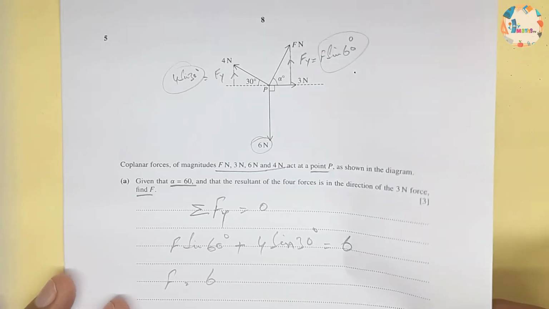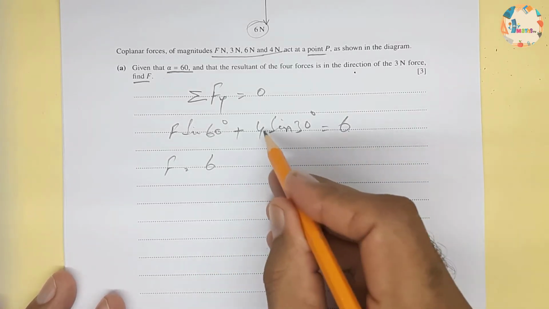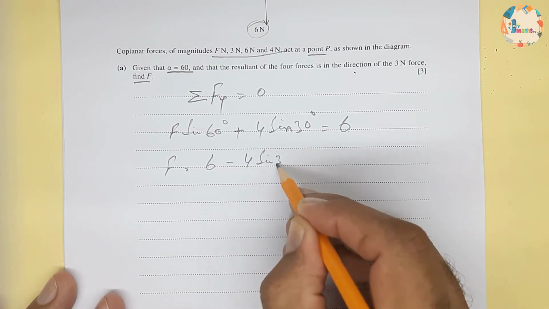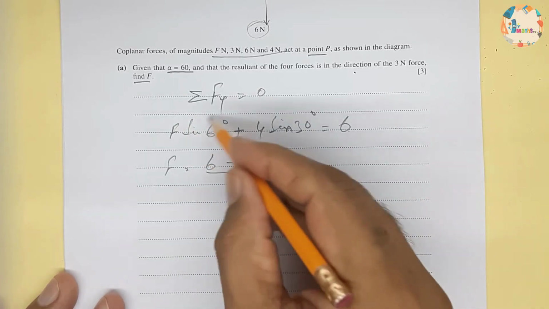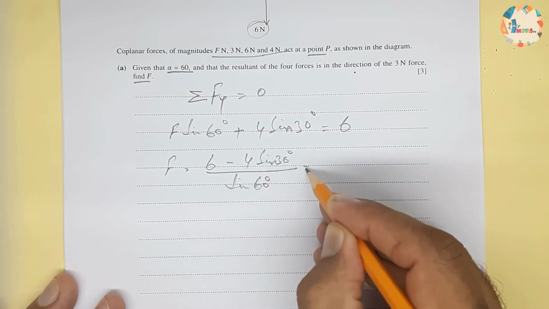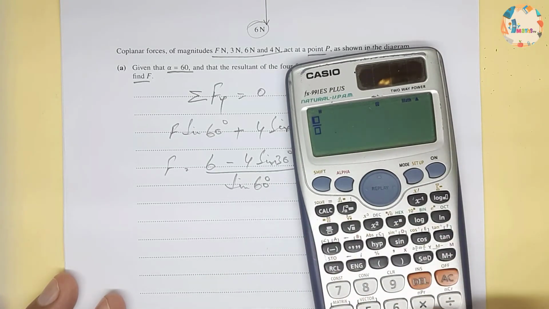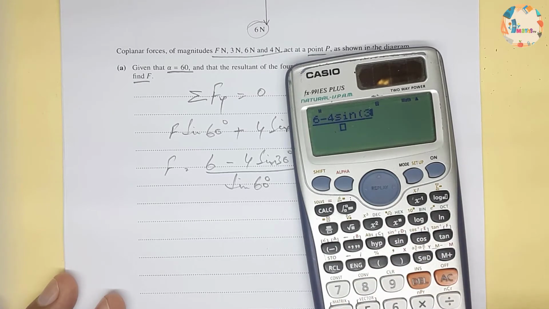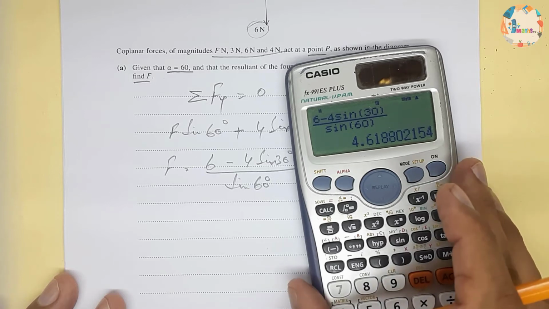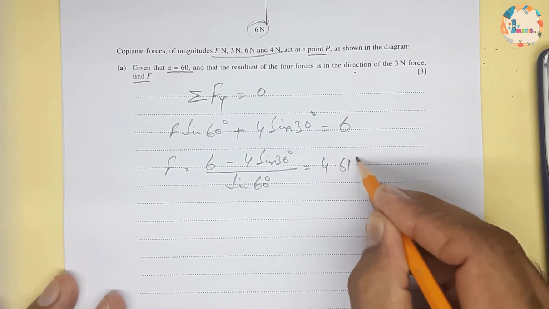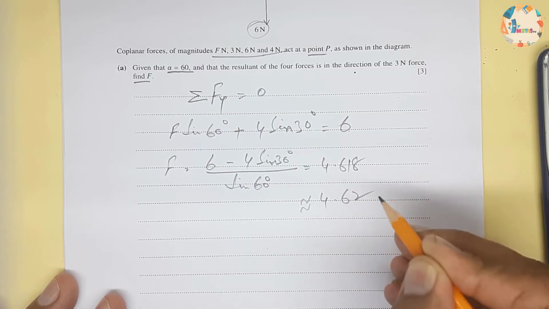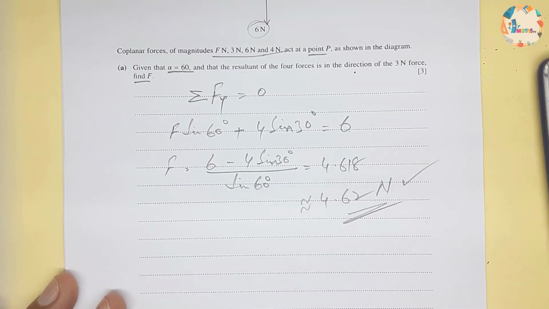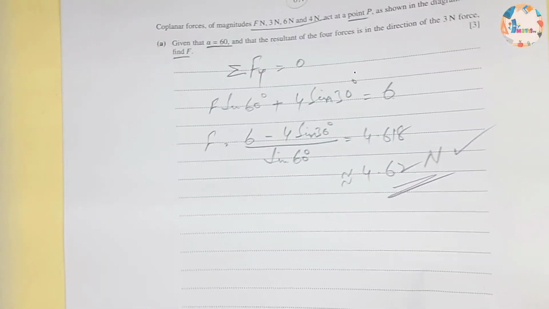I have to move the page. So over here, 6 minus this one, minus 4 sine 30 degrees, and divided by sine of 60 degrees. This value we can check: 6 minus 4 sine 30 degrees, divided by sine of 60 degrees, and your calculator should be on degree mode. This will be equal to 4.618, approximately 4.62 newtons. So this will be the force which we have calculated.